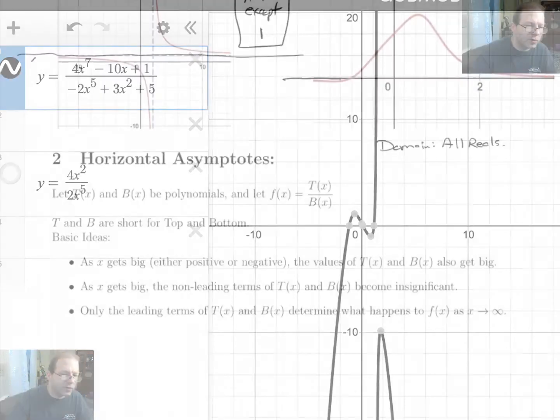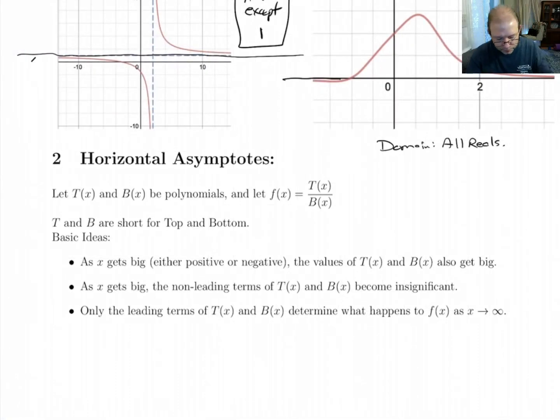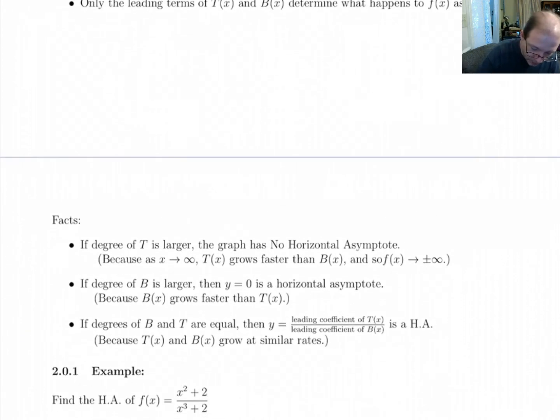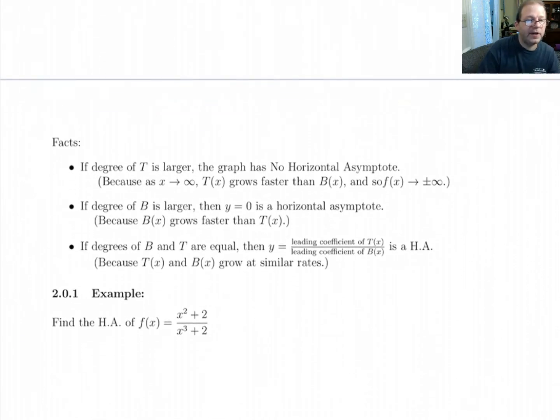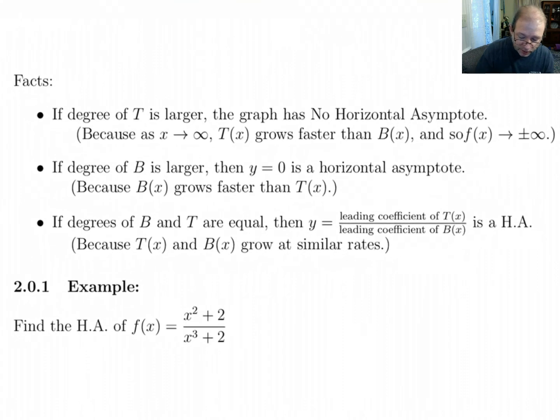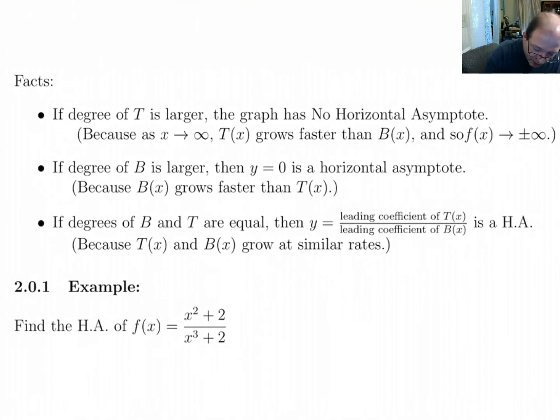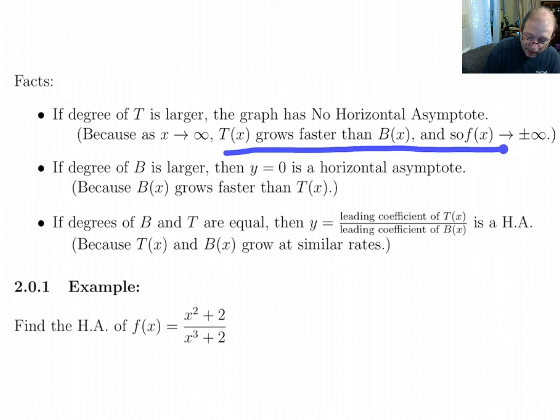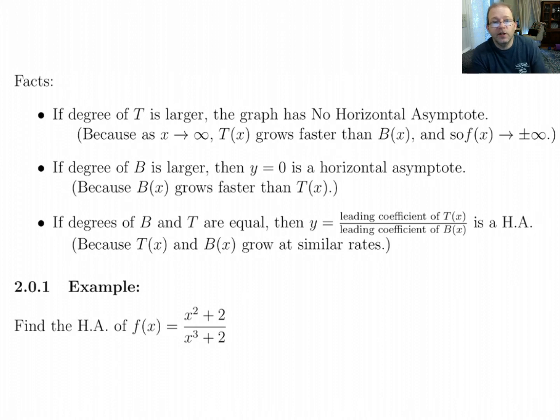So let's go back and look at the rules. These facts here. Remember, t is the top and b is the bottom. If the degree of t is larger, the graph has no horizontal asymptote, because as x goes to infinity, t of x grows faster than the bottom. And so you're going to go to positive or negative infinity, depending on the signs.